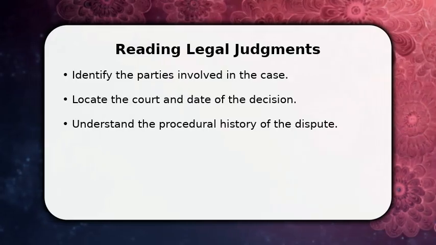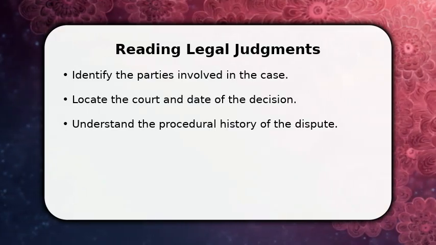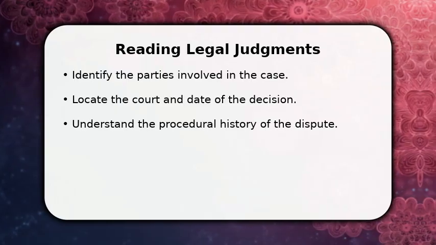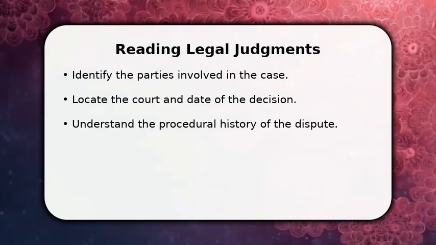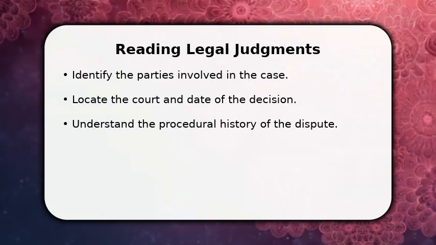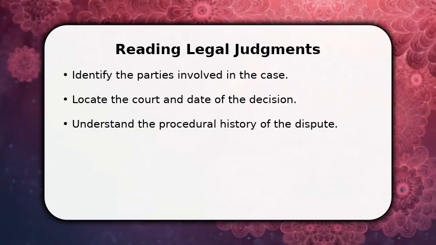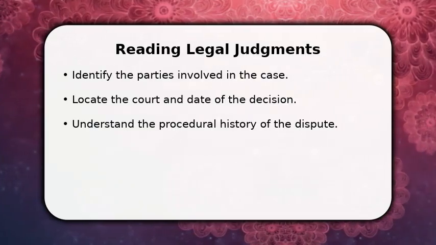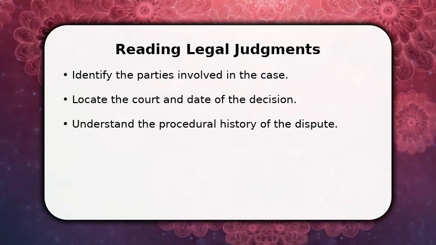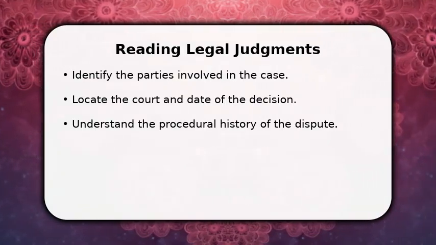In this video, I will explain how to read legal judgments. First, always identify the plaintiff and defendant to understand who initiated the action. Next, note the court that issued the judgment and the date it was rendered. This provides crucial context. Then, review the procedural history to see how the case progressed through the legal system before reaching this point. This initial overview sets the stage for a deeper dive into the legal reasoning and outcome.